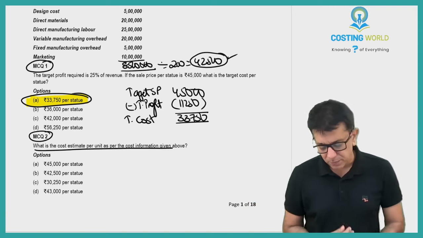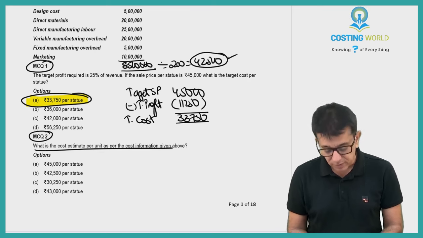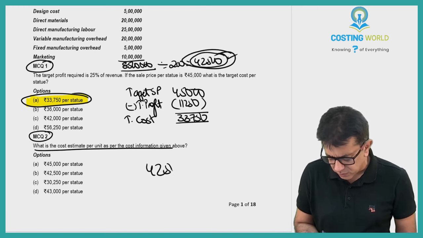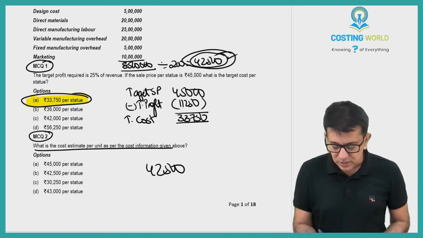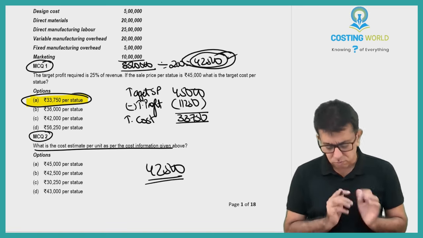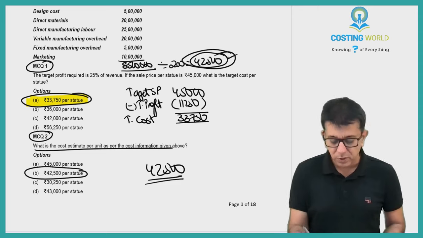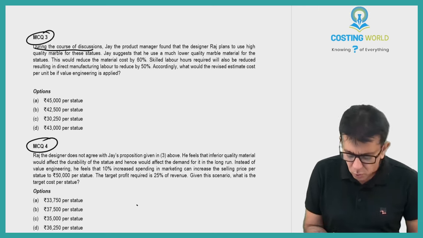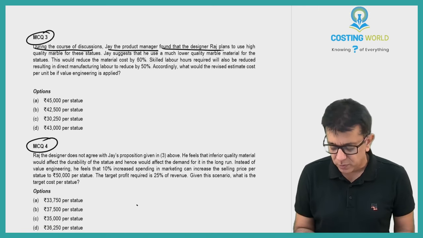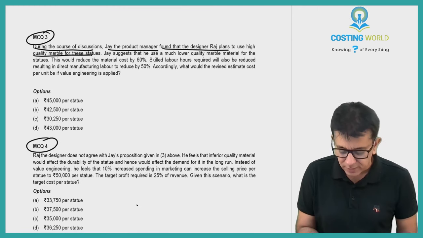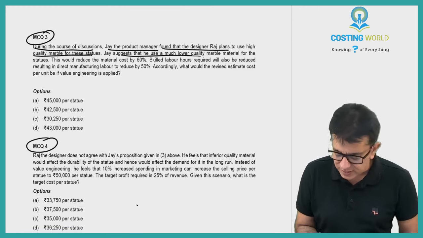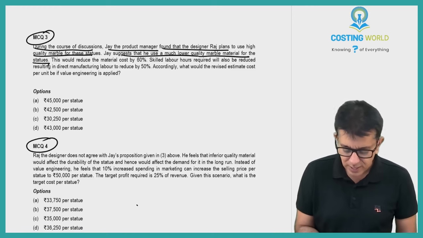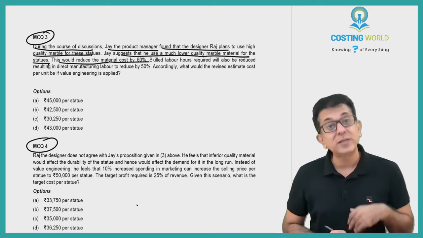What is the cost estimate per unit as per the cost information given above? I calculated that. That was nothing but 42,500. So see, this is your current cost per unit. 42,500 over here is nothing but part B of the answer. I will highlight the correct answer further. Third one. During the course of discussion, Jay, the product manager, found that designer Raj plans to use high quality marble for these statues. Jay suggests that he uses a much lower grade marble material for the statues. This would reduce material cost by 60%.